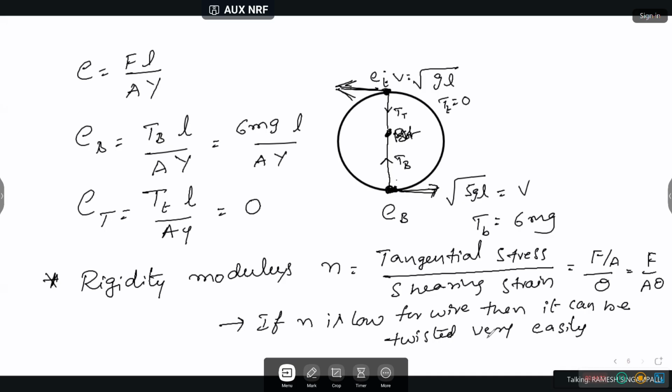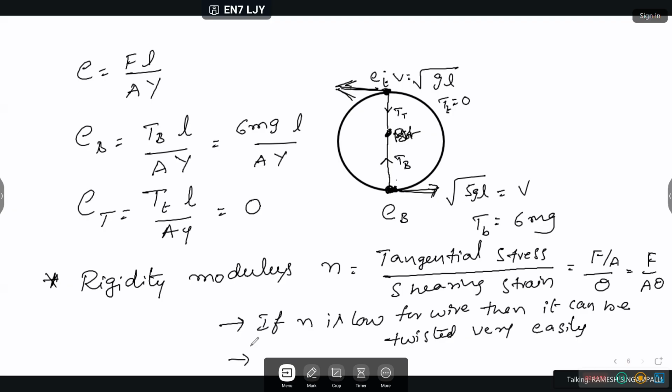Example, what? Phosphor bronze wire. Okay, leave it. Those things, no problem. The last problem is important. Next, very high means what? Low means low rigidity modulus wires we are going to use generally. Compass, galvanometer, in that needle, just for the needle purpose, we are going to use them.